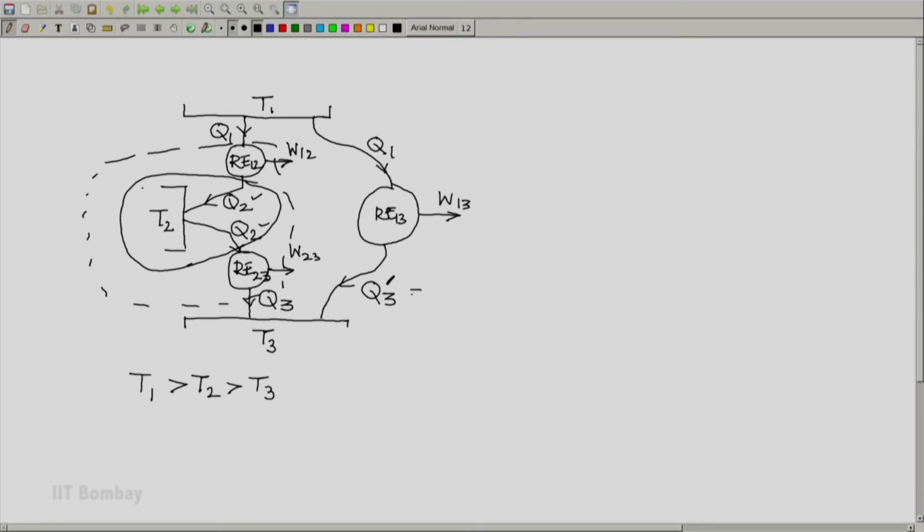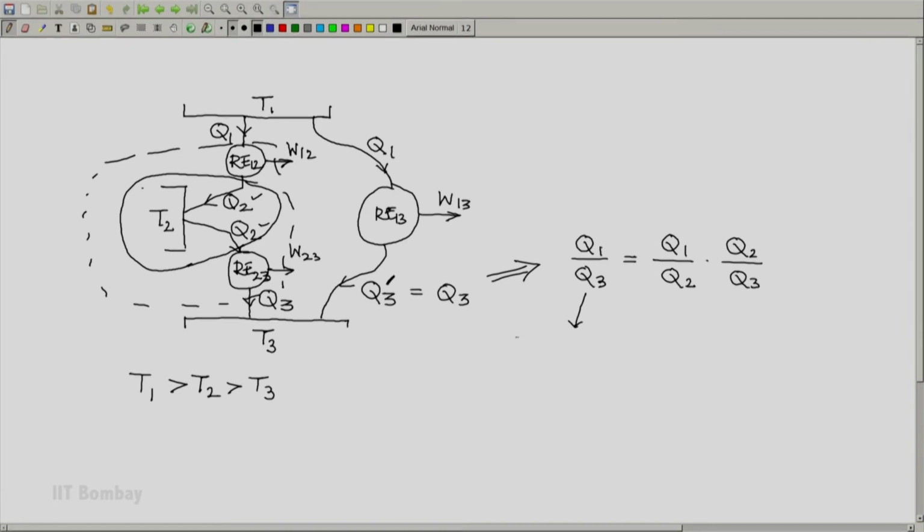This implies that our Q3 prime must be equal to Q3, and an implication of this is that if I write Q1 by Q3 as the combination of ratios Q1 by Q2 and Q2 by Q3, this is the heat absorbed to heat rejected ratio of this reversible engine RE13.